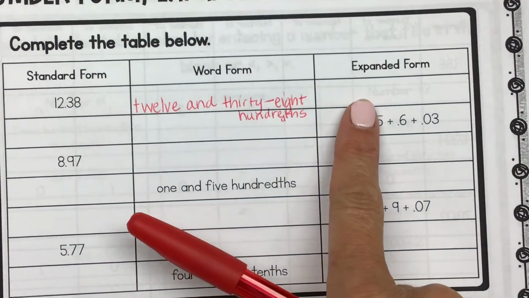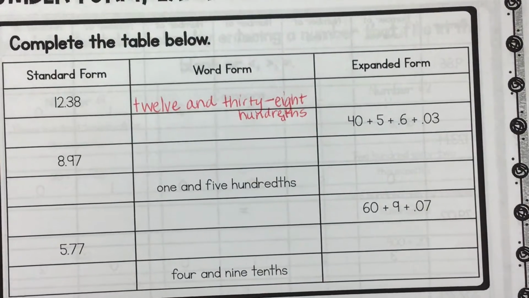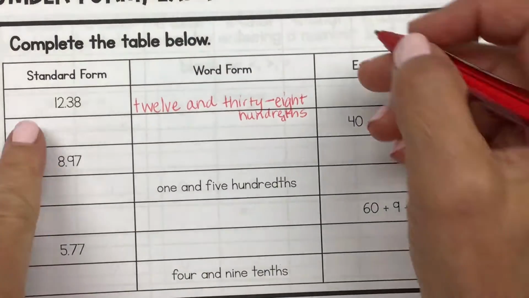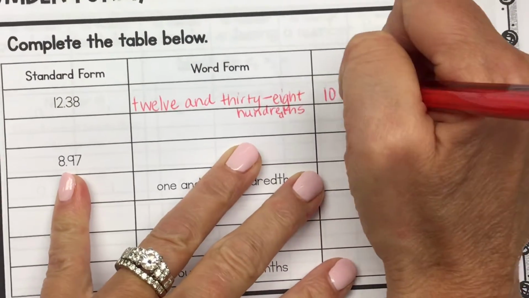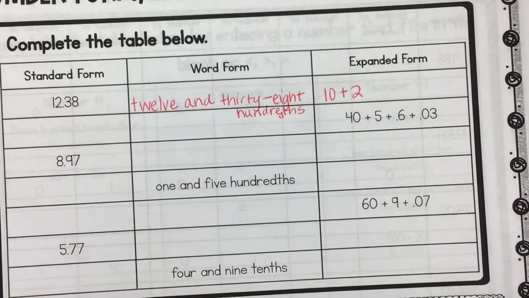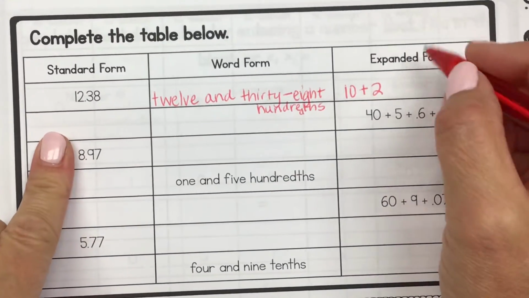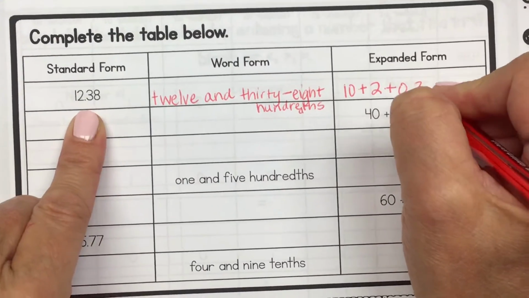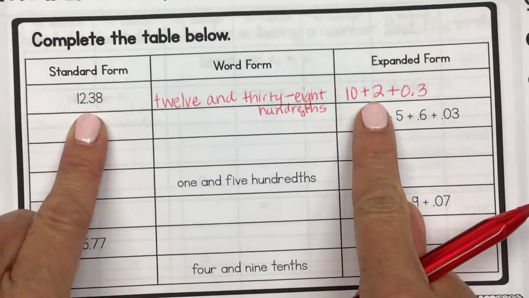Okay, and now, who can help me with the expanded form? How would I write the expanded form? Who can help me there? How about... Okay, so you do 10 plus 2, that's the 12. That's pretty easy. Plus 0.3. Right, but how do we say that? We don't say 0.3. How do we say it?